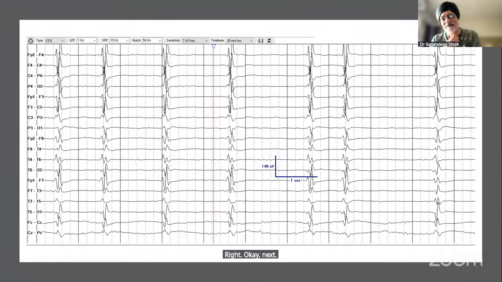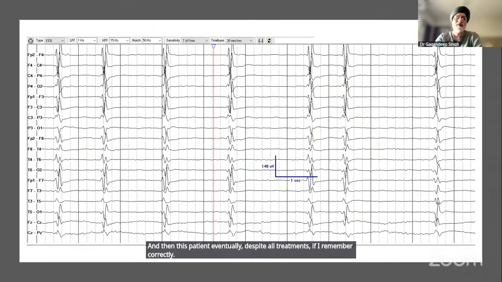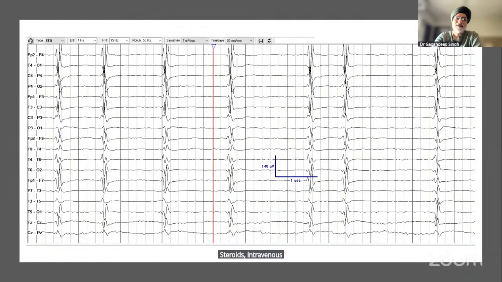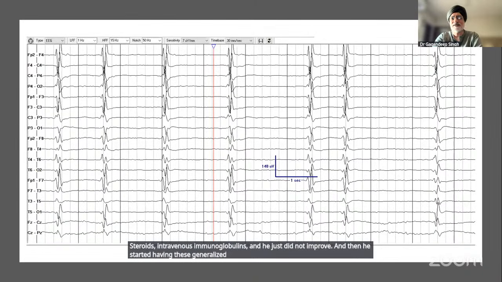And then this patient eventually, despite all treatments, if I remember correctly, eventually ended up being given thiopental as well, very high doses, all kinds of treatments, steroids, intravenous immunoglobulins, and he just did not improve. And then he started having these generalized periodic discharges, right? Whatever we did, this is what happened in the last, I think, 1 day or so, right?